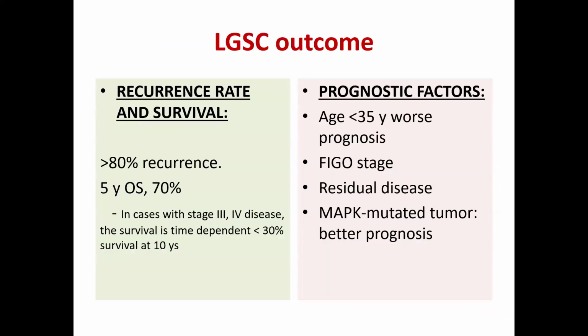Regarding recurrence in low-grade serous carcinoma, more than 80% of cases will recur, but the 5-year overall survival is 70%. In cases with advanced disease, the survival is time dependent, with less than 30% survival at 10 years. The prognostic factors in low-grade serous carcinoma: age younger than 35 years, advanced stage, and residual disease after operation are unfavorable, while MAP kinase mutated tumors have a better prognosis.